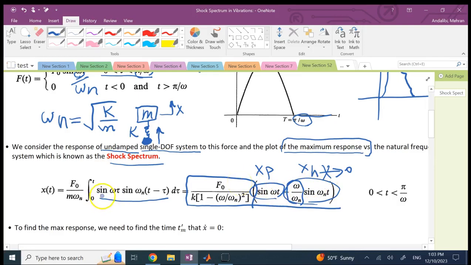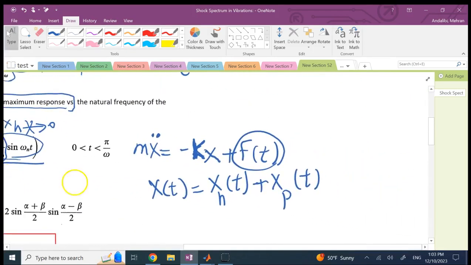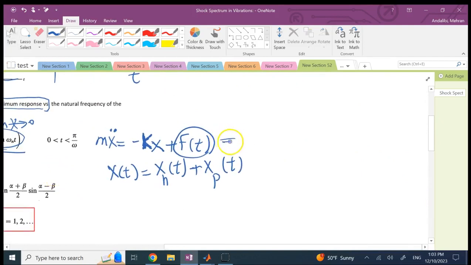And you might say, where would you get this convolution from? Why would you do it with convolution? Well, that's just one way to do it. Because if you apply Laplace transform to this system, you know that the Laplace transform of this system is what? If you have x of s over f of s, then it is going to be basically 1 over ms squared plus k.